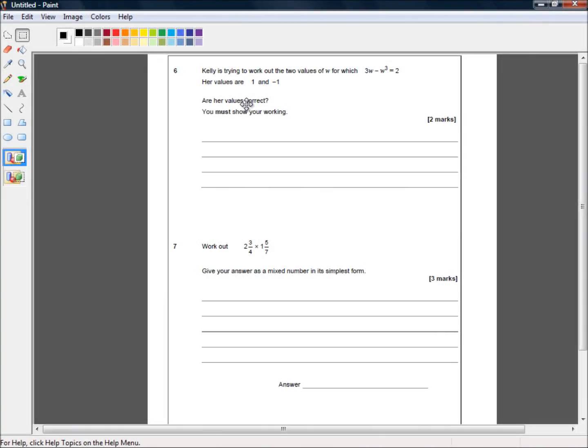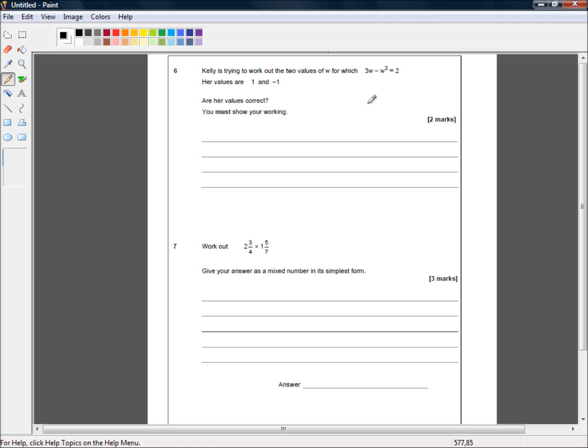Hello and welcome to question 6 of the AQA GCSE specimen paper. Here we're told Kelly is trying to work out the two values of w for which 3w minus w cubed equals 2. Her values are 1 and negative 1. Are her values correct? You must show your working.